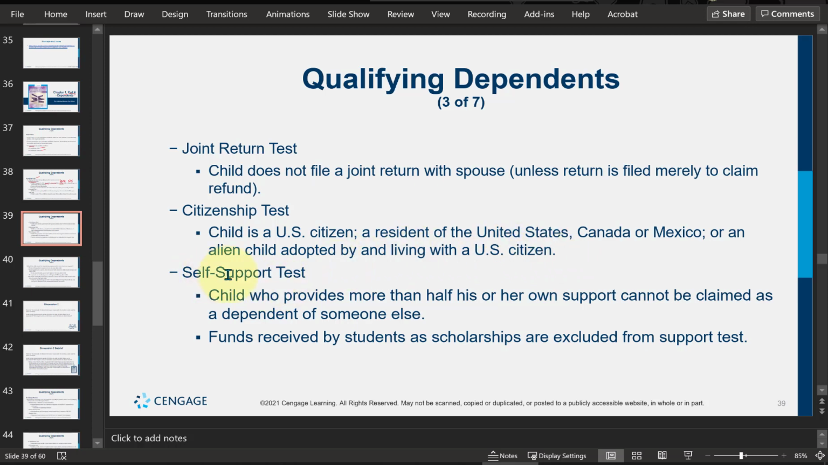And then the most logical test people think is the support test, but it's really not what most people think. Here it says self support. It's not the taxpayer supporting the child, it's whether the child is supporting him or herself for more than half of the support costs. Yeah, doesn't sound logical. It's not telling you whether the taxpayer supports the child. It's asking you whether the child supports more than half of his or her own costs.